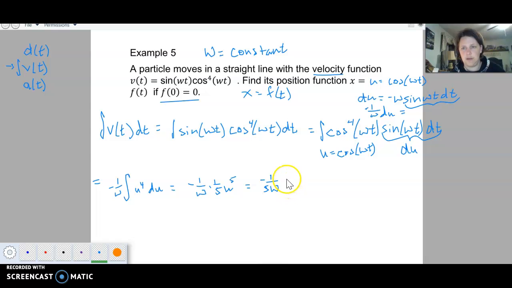Okay, and then u is cosine of wt. And then we need to add in the plus c. I forgot that here. So add in what our plus c is. Now they've told us, now this is our f of t equation. They also told us that f of 0 equals 0. We're going to use that to find c.